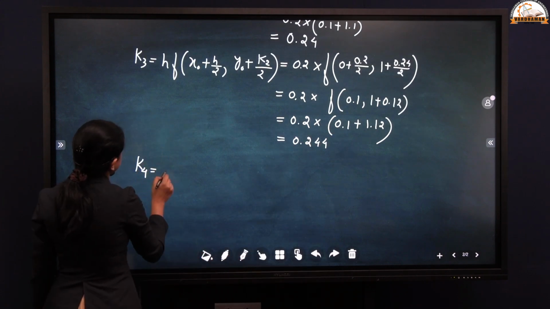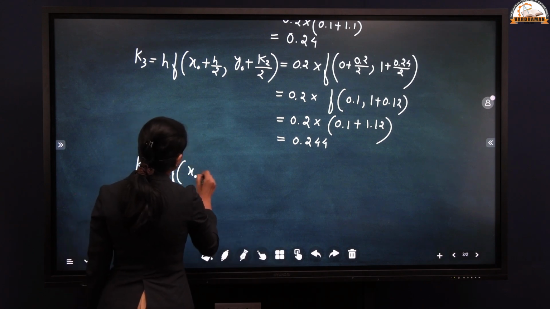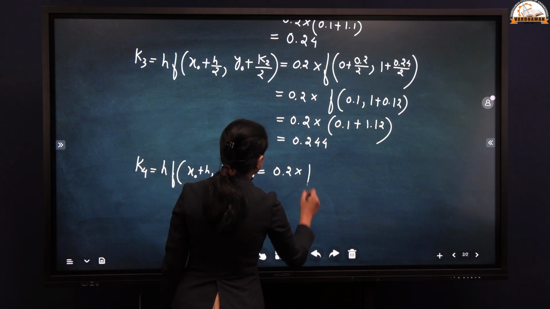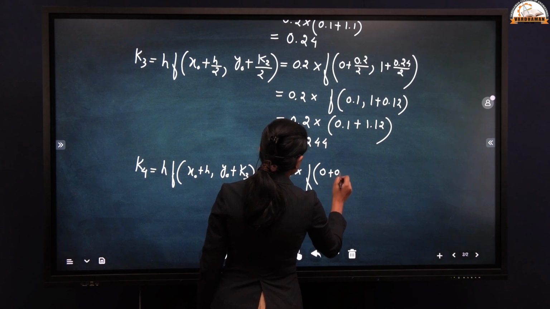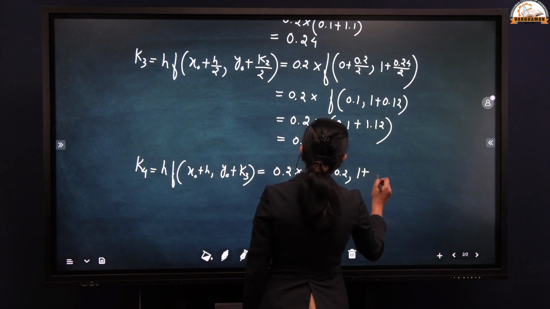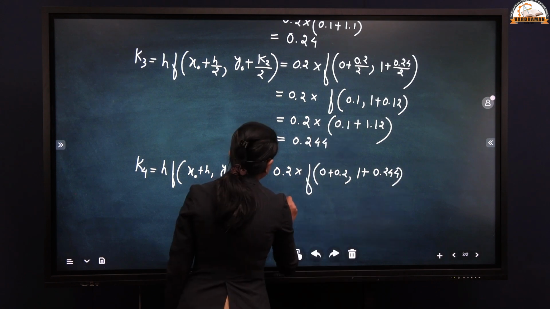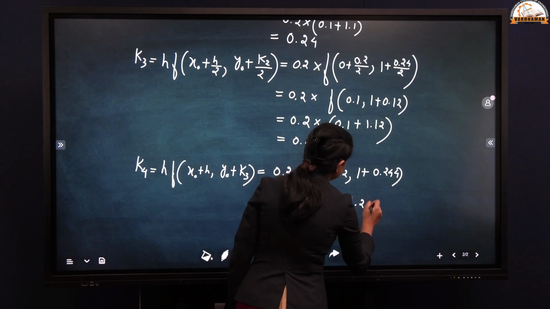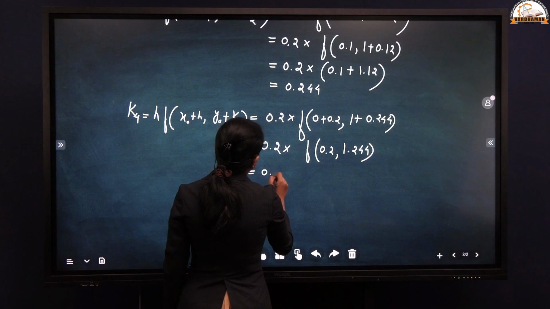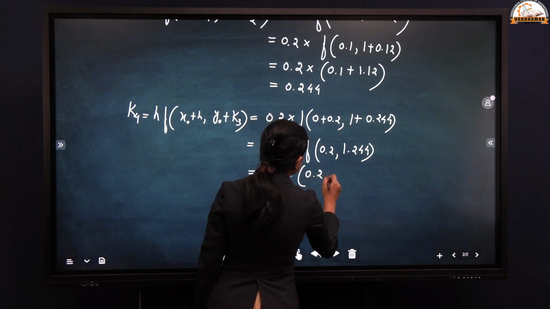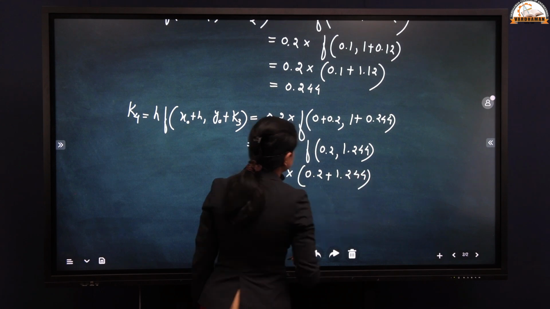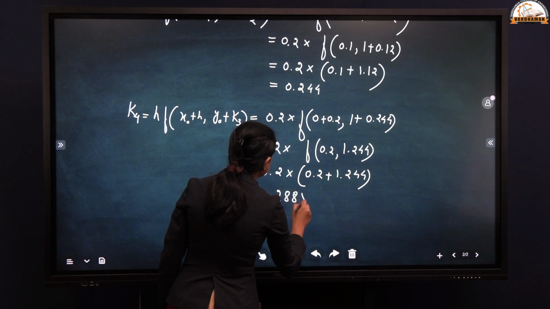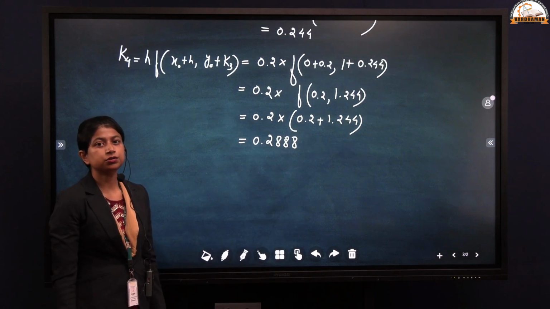k4 will be given by h into f of x0 plus h, y0 plus k3. h is 0.2 into f of x0 is 0 plus 0.2, y0 is 1 plus k3, 0.244. 0.2 into f of 0.2 comma 1.244. So we have 0.2 into 0.2 plus 1.244. So if you compute this, you will get 0.2888. Now we got the values for k1, k2, k3 and k4.